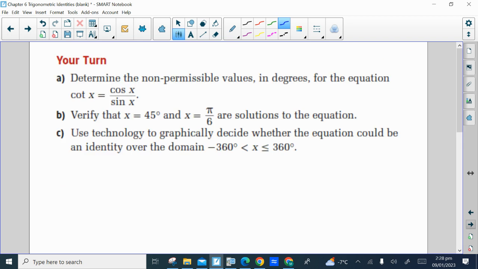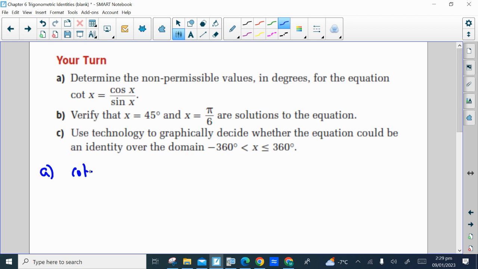So this next one, there's a different equation to start with. We have cotan x equaling cos x over sine x. Now that does come from one of our basic identities that we've already used. Remember, tangent was sine over cos, so cotan would be equal to cos over sine. So we already have used this before, and we said it was an identity, but we're going to go through the same processes. First, we've got to determine the non-permissible values.